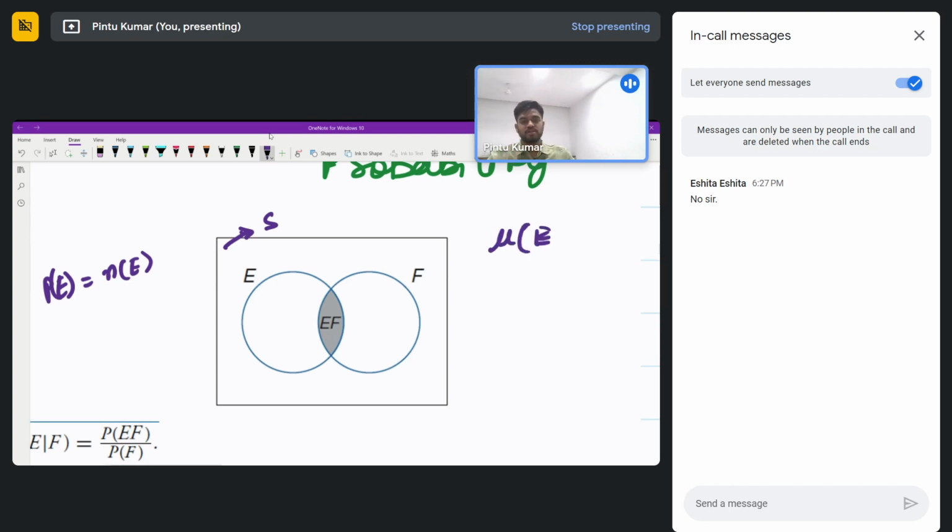I am just quoting this; you need not know it. Let's replace measure by area. So this would be the area of this circle E divided by the area of S. That would be the probability of E. Over here, it would be the number of elements in E divided by the number of elements in S.